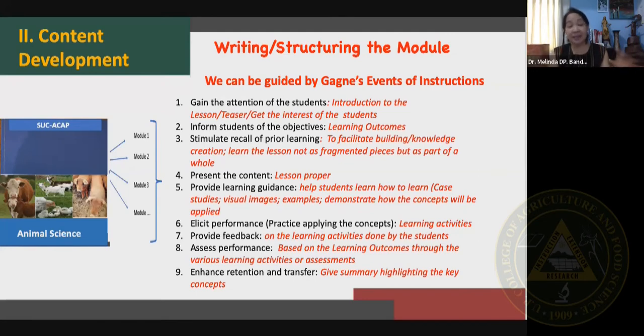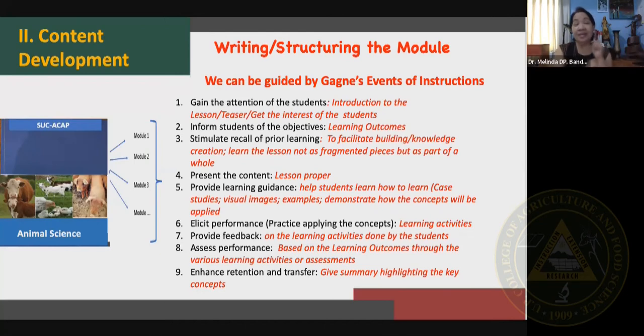Ano yung mga elements that are needed? So, pwede mga ganon, no? So, kasama yan doon sa learning outcomes natin. Stimulate recall of prior learning. Kung meron na tayong mga na-discuss, yung bang foundation of the lesson that we are supposed to discuss, then we try to relate it to that.